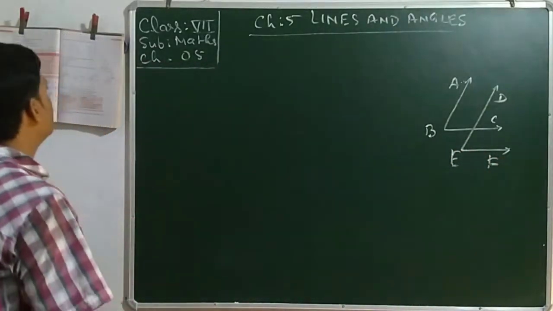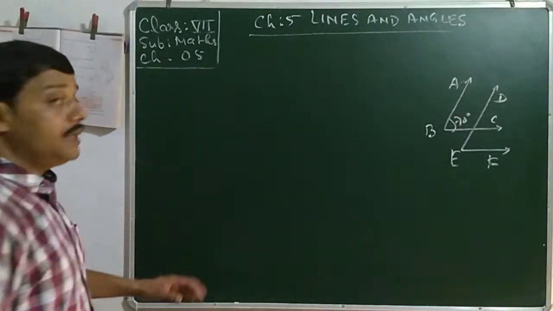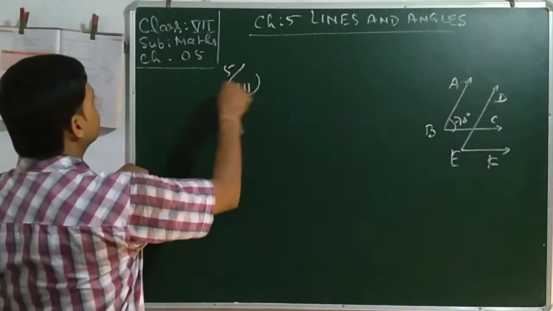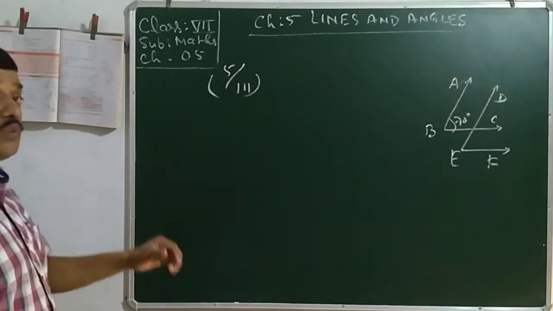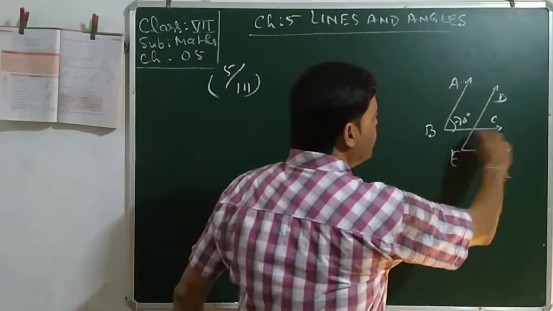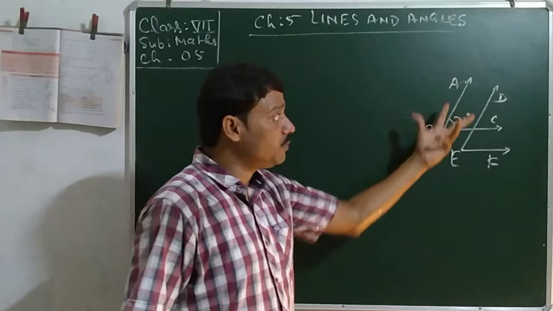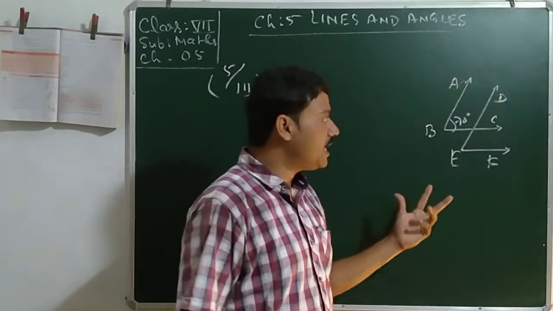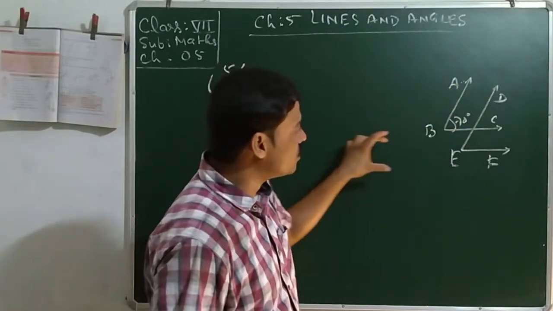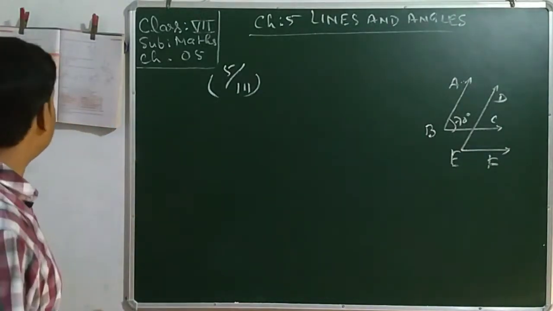Here only one measure is given, that is 70 degrees. In the given figure, the arms of two angles are parallel. So these two arms are also parallel. These two arms are also parallel. See, if you extend both the lines in both the directions, then you will realize that the case is two parallel lines intersected by two transversals. Upon extending the lines, you will get that.